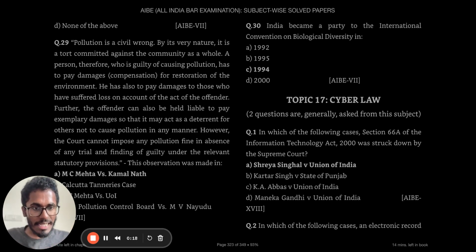In which of the following cases was Section 66A of the Information Technology Act 2000 struck down by the Supreme Court? Remember that I repeated this again and again. It was actually in the Shreya Singhal versus Union of India case. Never forget it. Take a screenshot of it.